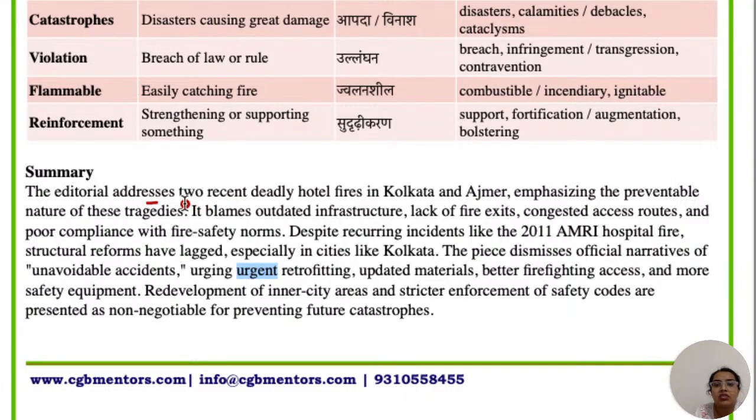The editorial addresses two recent deadly hotel fires in Kolkata and Ajmer, majorly Kolkata, emphasizing the preventable nature of these tragedies. It blames the outdated infrastructure, lack of fire access, congested access routes, and poor compliance with the norms. So he's pointing out the loopholes. Despite recurring incidents like the 2011 fire, structural reforms have been lacking, especially in cities like Kolkata, which is a metropolis. The piece dismisses official narratives of unavoidable accidents. Of course, the author is saying there would have been some way. The author is taking a stance here that these were things that could have been fixed. He's even giving some solutions.